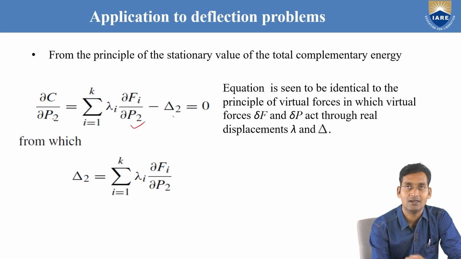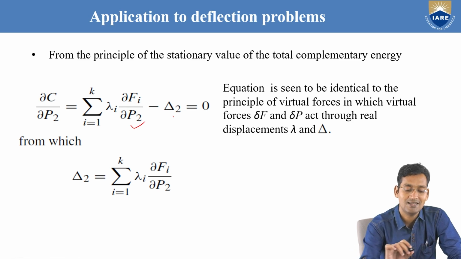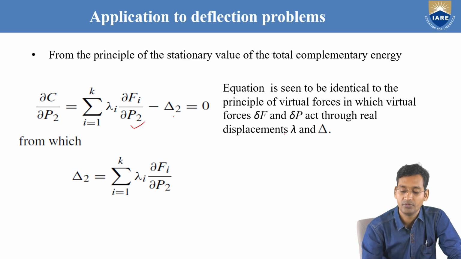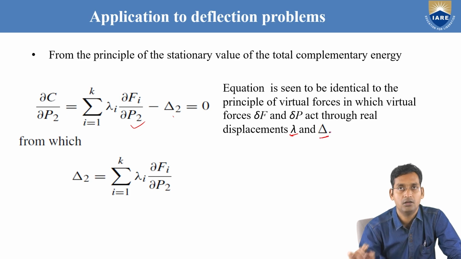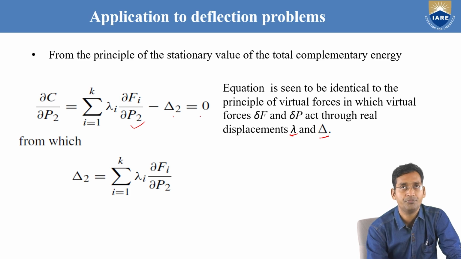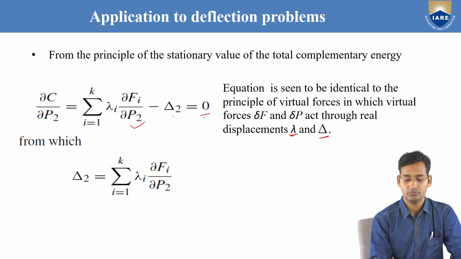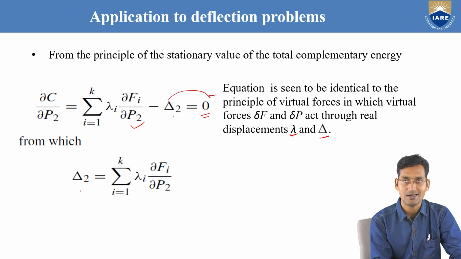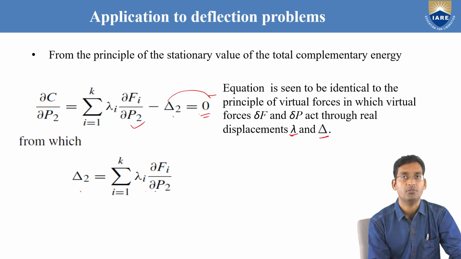So just see here, with respect to P2, ∂C/∂P2 equals the sum from i equals 1 to K of λi ∂Fi/∂P2 minus Δ2 equals 0. This is identical to the principle of virtual forces, in which virtual forces δF and δP act through real displacements λ and Δ. So for δF, λ will be there, and for δP, Δ will be there, right? This must equal 0 for equilibrium, because then only the body will be stable. For equilibrium, the sum of the negative force and the virtual force because of the fixed load should equal 0. Take this to the other side and you get Δ2 equals the sum from i equals 1 to K of λi ∂Fi/∂P2.